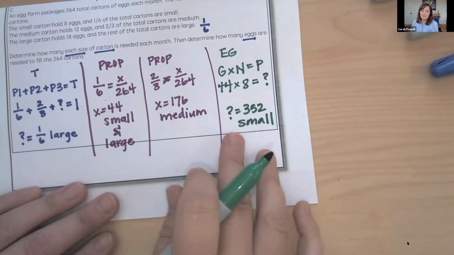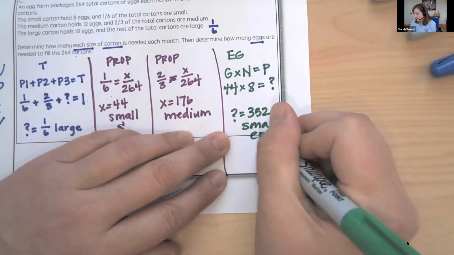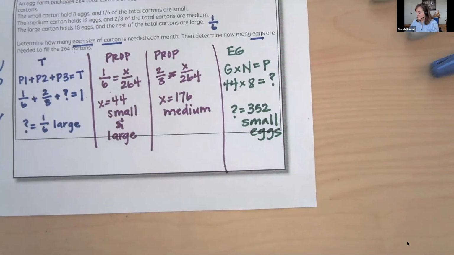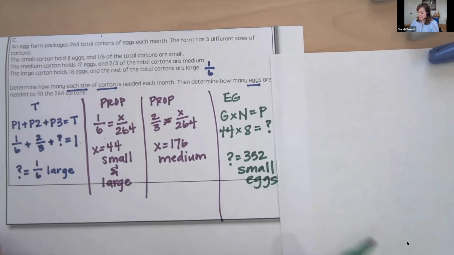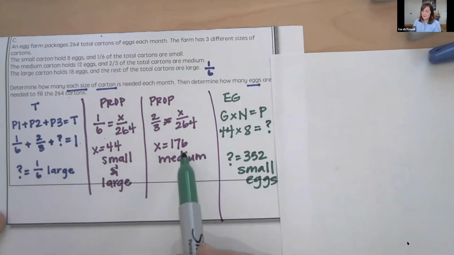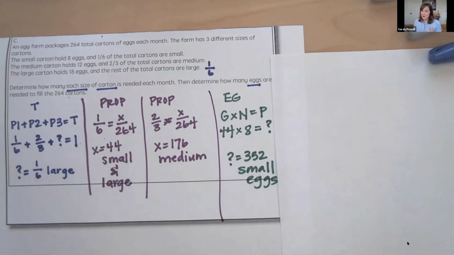So I have 352 small eggs, and then I would do the same thing for the medium eggs and the same thing for the large eggs. So for this problem, I might end up having multiple schemas that I've used, and then I repeat some schemas. And this is quite a large problem. But if I have this schema knowledge, I can use it to break this problem down into manageable steps.